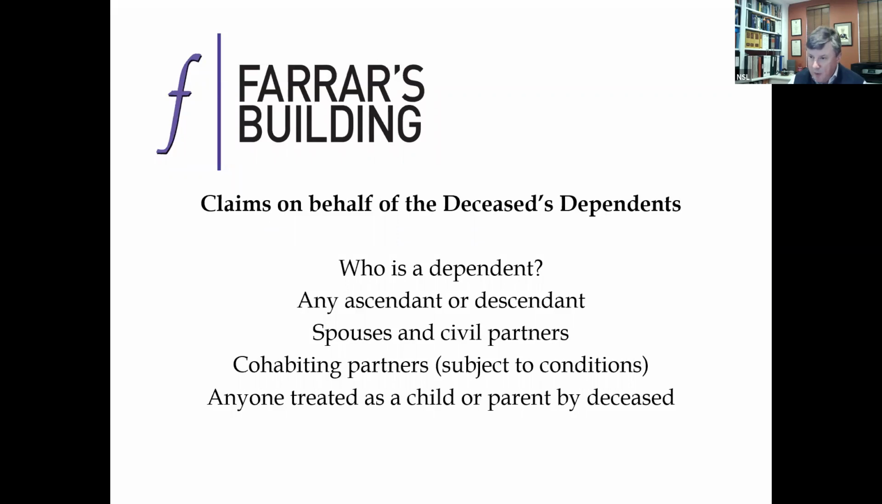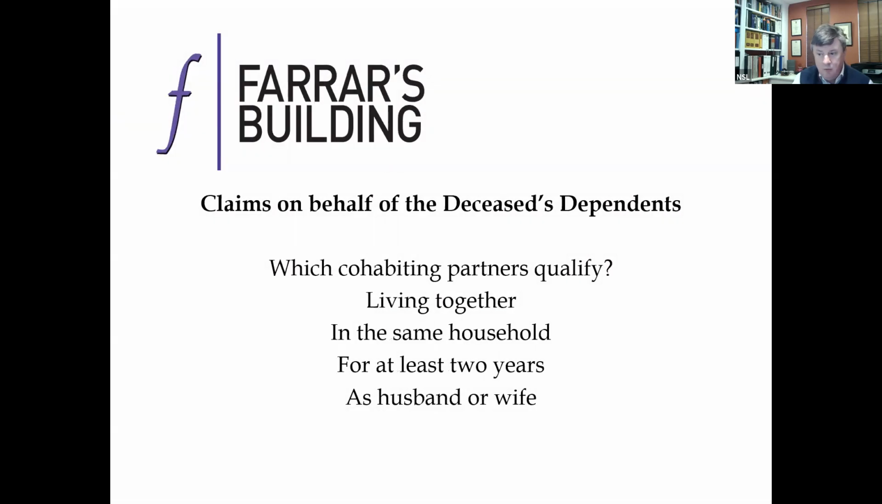So it would appear, looking at that wide definition, that virtually everybody is covered, but in fact, it's not. Say you've got two people who've lived together as friends for years and years, and one is dependent on the other financially. If they are not cohabiting partners, then there's no claim as a dependent simply because of the financial support.